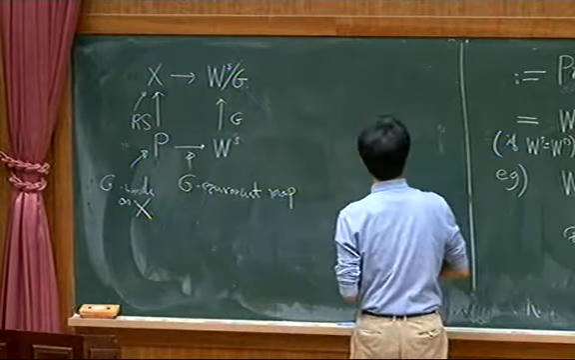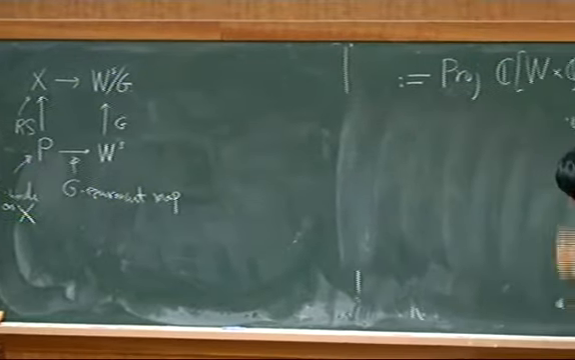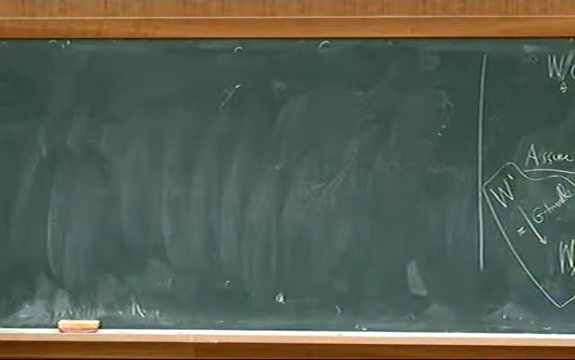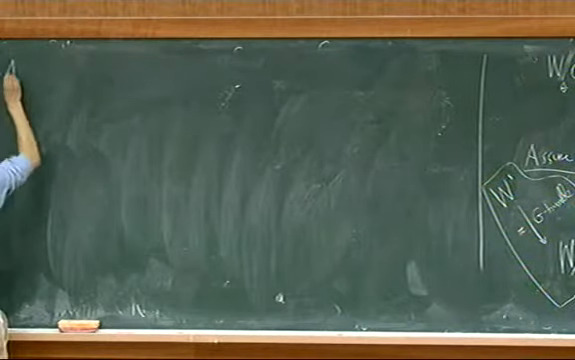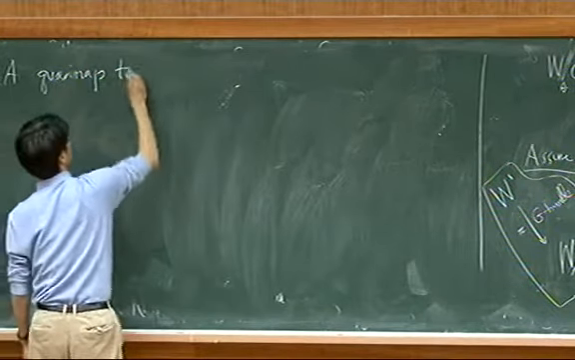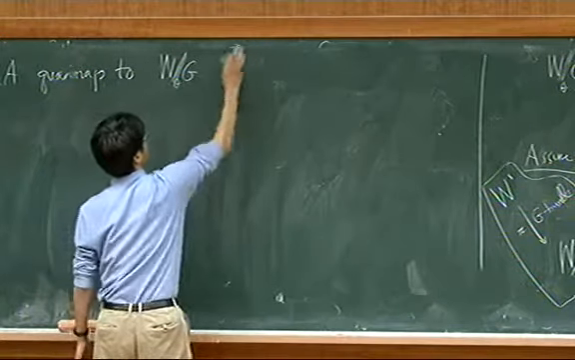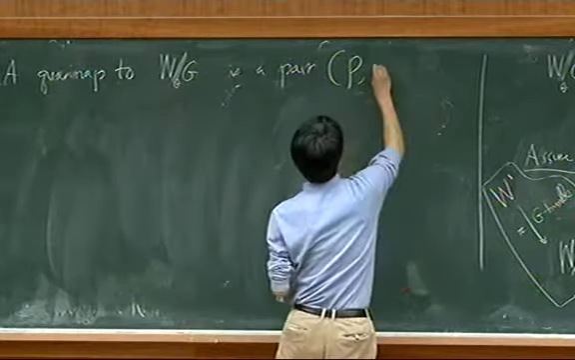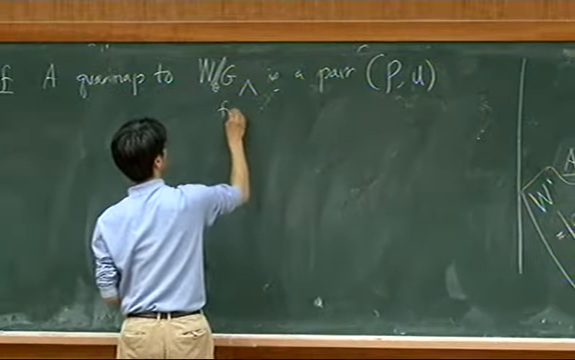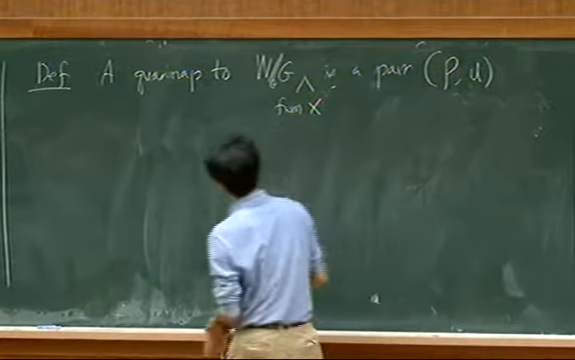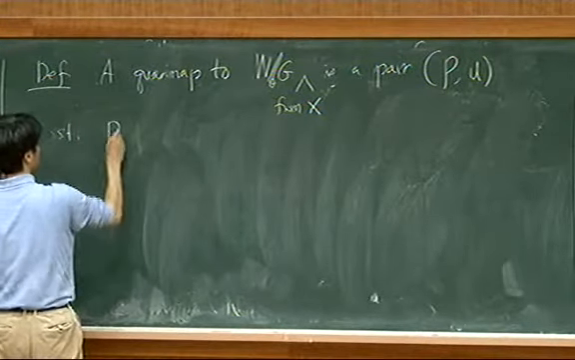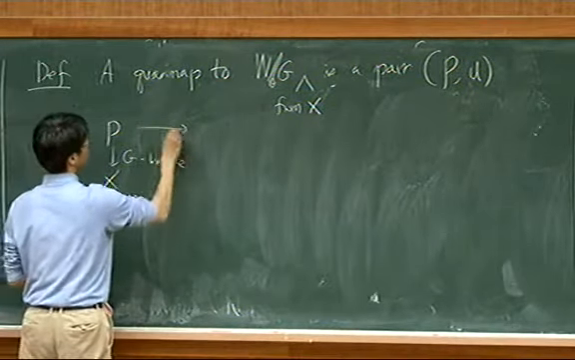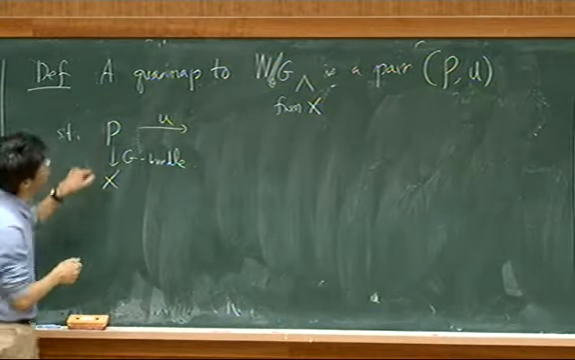So this picture motivates us to consider the following notion, the so-called quotient map to the quotient. So define: a pair (P, u) with domain X, such that P is a principal G bundle and u is a G equivariant map from P to W.